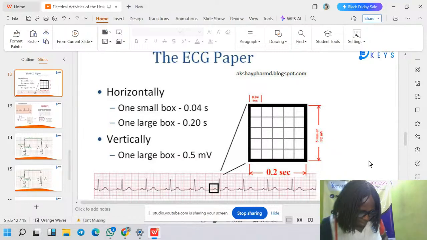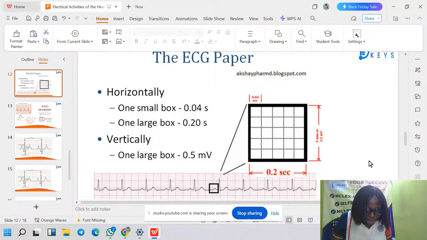You see this 9, if it's the R to R method, you just count the number of R in a strip and multiply by 10. So what is the pulse of this patient, even though you didn't see the patient? Of course, you cannot see the patient. They just give you the strip to look at. So what's the pulse of this patient?